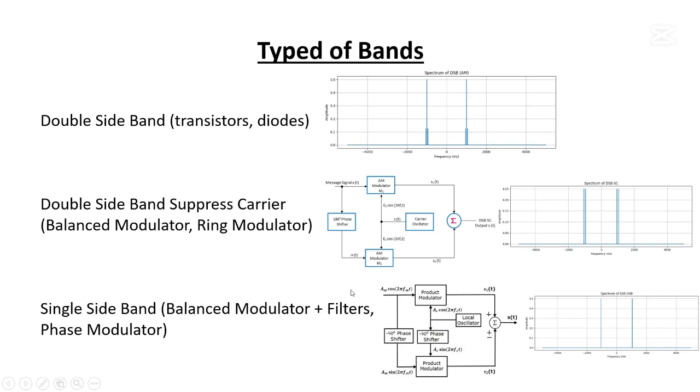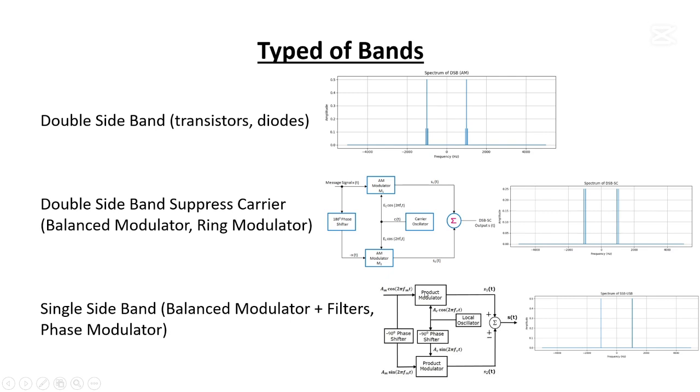Now some of you might be thinking that the balanced modulator was earlier used in the modulation technique. Okay, it was the balanced modulator, and we produced the double sideband suppressed carrier, also the single sideband, with the help of this modulator.